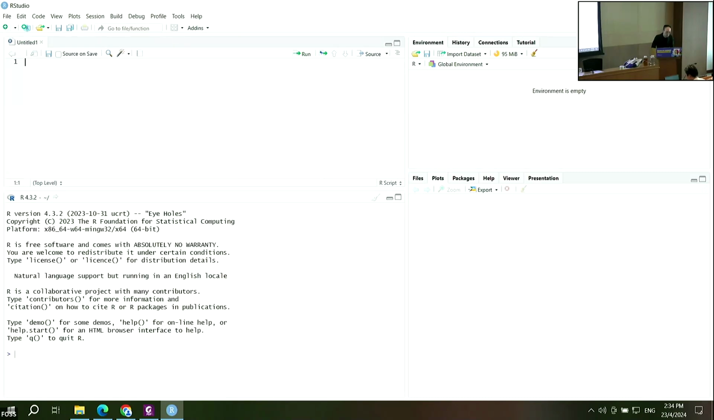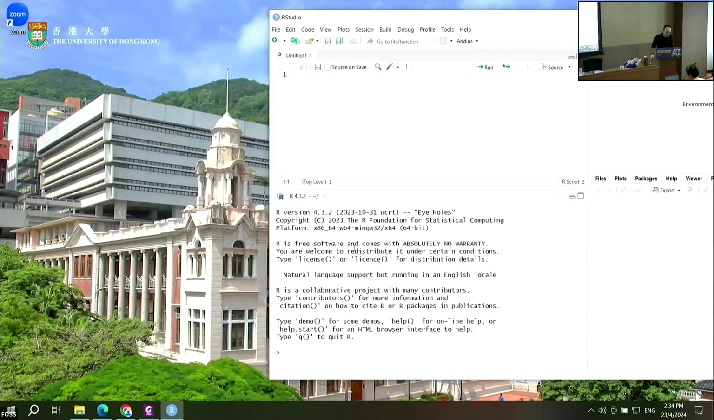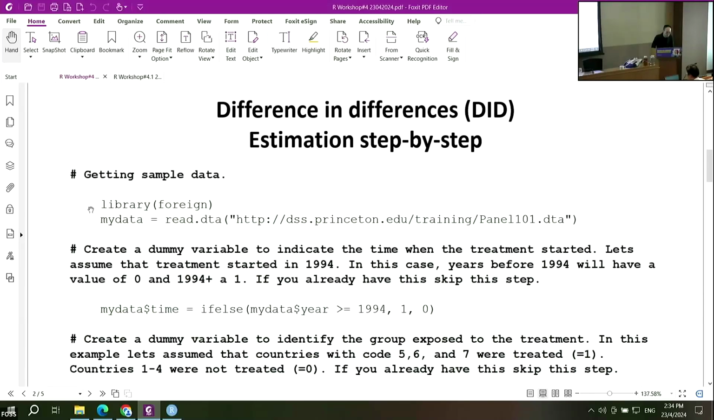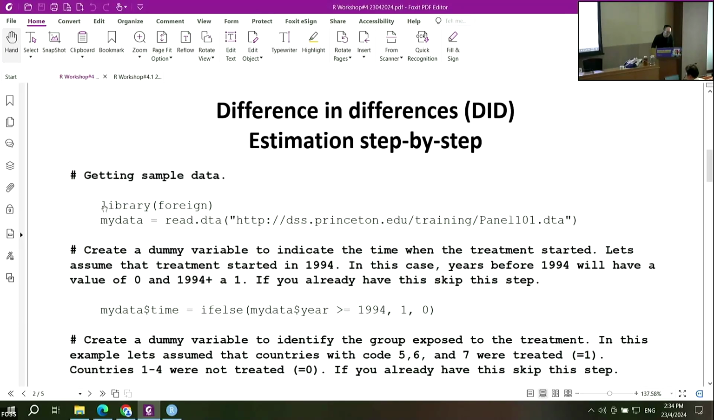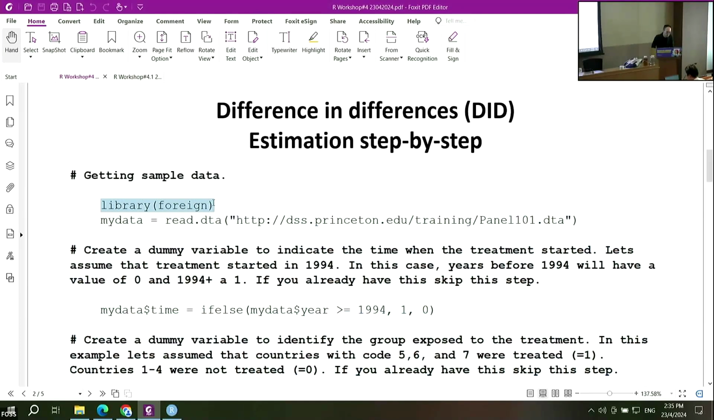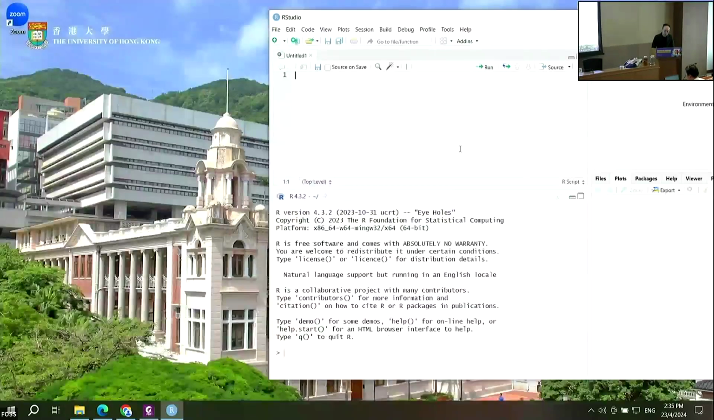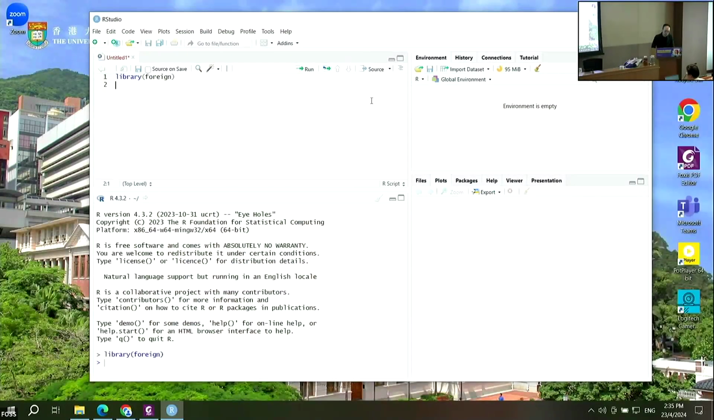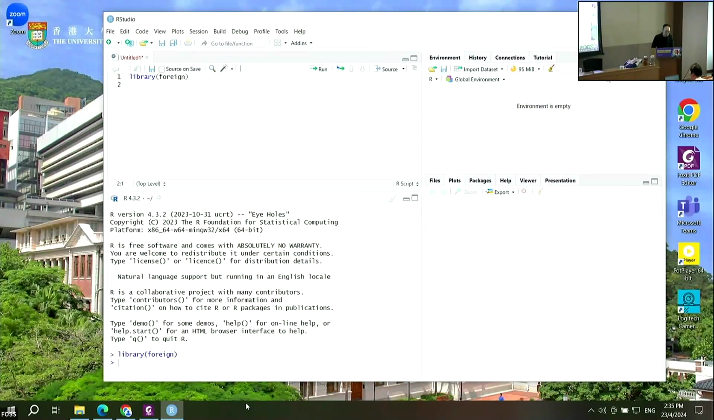All right, I'm just going to do a new R script, which is simple and easy. I'm going to load the data first, just so you have the data. This is just to get data from the library. If I click on Run, this is it. So the data is loaded.